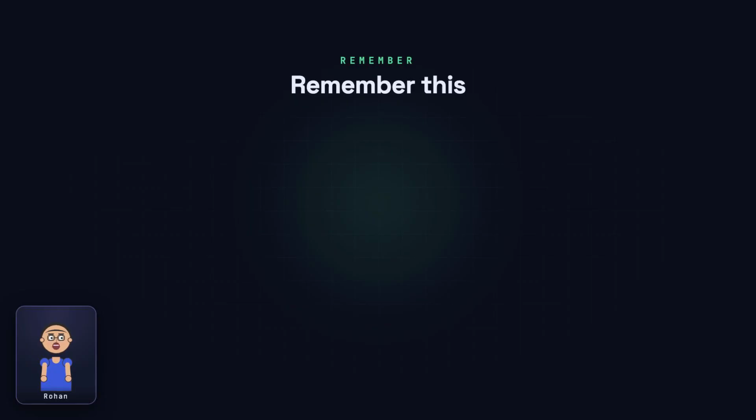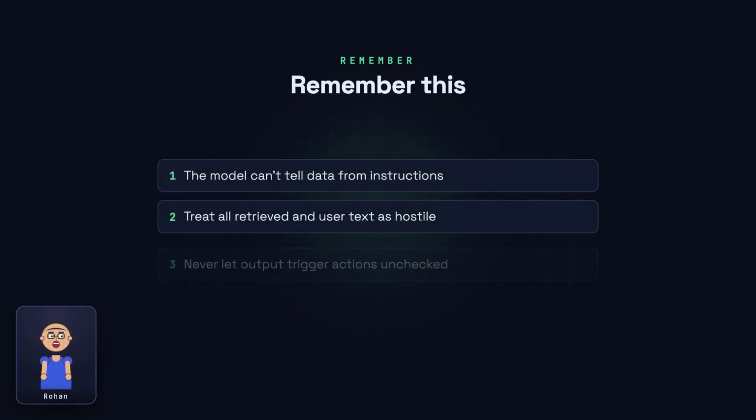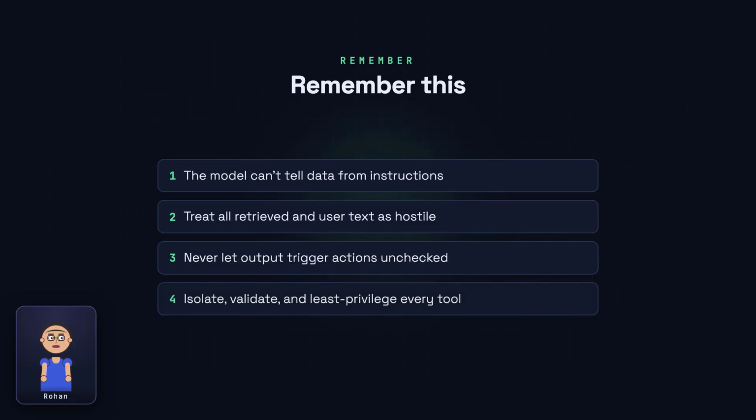So four things to carry into every review. The model cannot reliably tell data from instructions. Treat all retrieved and user text as potentially hostile. Never let model output trigger a privileged action unchecked. And isolate, validate, and least privilege every tool. Assume injection will happen, and make sure it can't do any real harm.